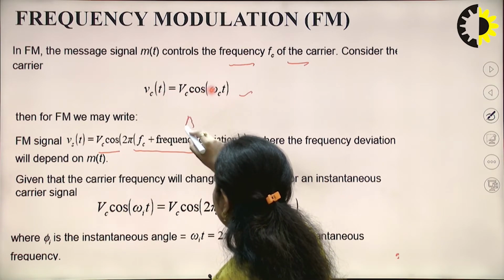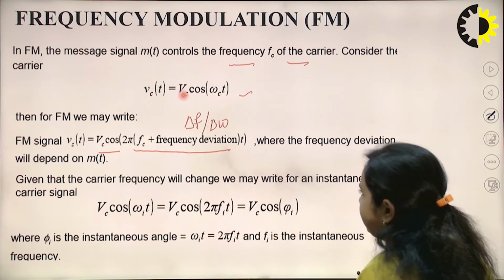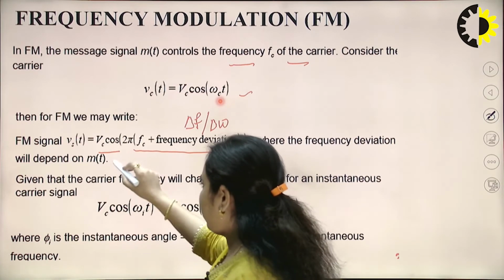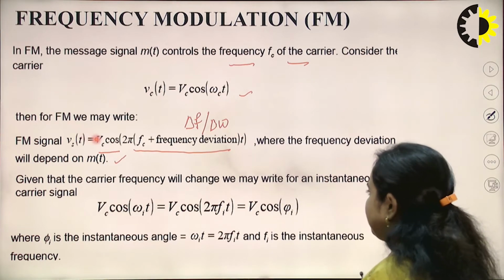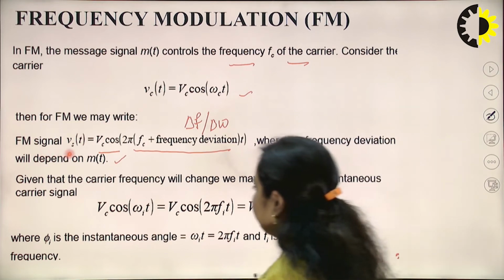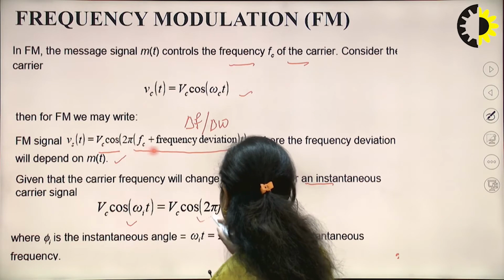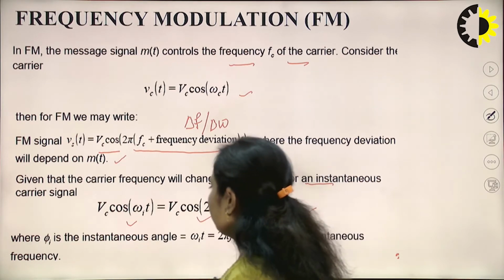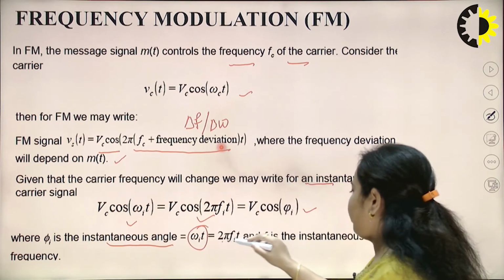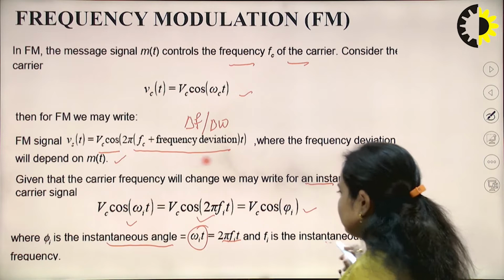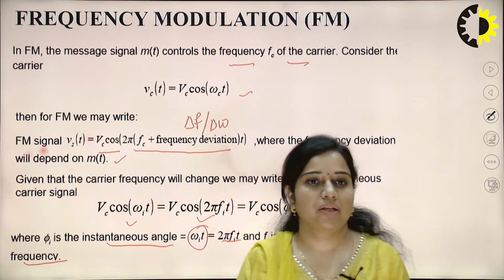The frequency deviation is denoted by delta f, or it can be written as delta omega, where the frequency deviation is dependent on m(t). Given that the carrier frequency will change, we may write an instantaneous equation, that is Vc cos(omega_i t), which is equal to Vc cos(phi_i), where phi_i is the instantaneous angle, which is omega_i t = 2 pi f_i t, and f_i is the instantaneous frequency of the input signal.